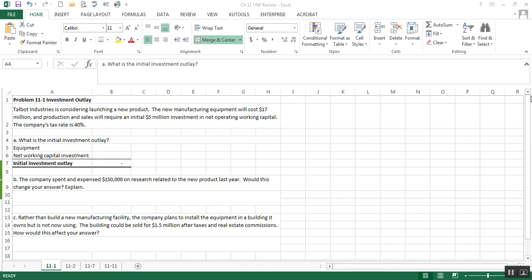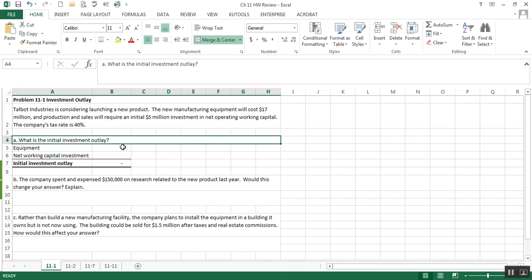This company, Talbot Industries, is considering launching a new product. The new manufacturing equipment will cost $17 million. The production and sales will require an additional $5 million in investments in net operating working capital. The company's tax rate is 40%. What is the initial investment outlay?